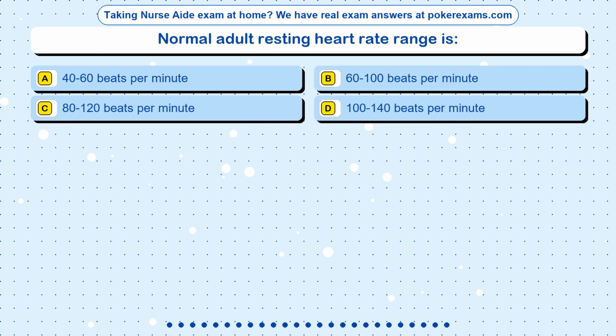Question 17. Normal adult resting heart rate range is: Option A, 40 to 60 beats per minute. Option B, 60 to 100 beats per minute. Option C, 80 to 120 beats per minute. Option D, 100 to 140 beats per minute.